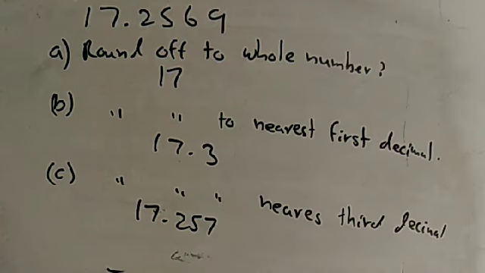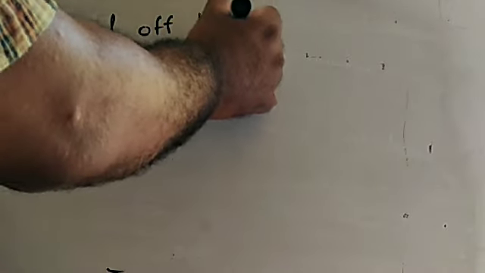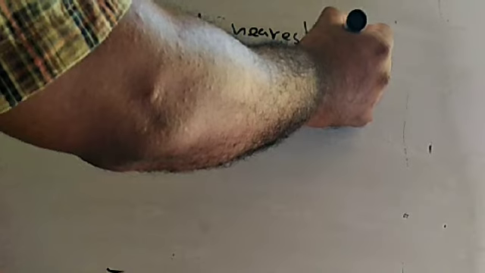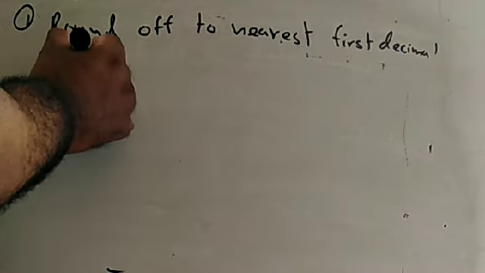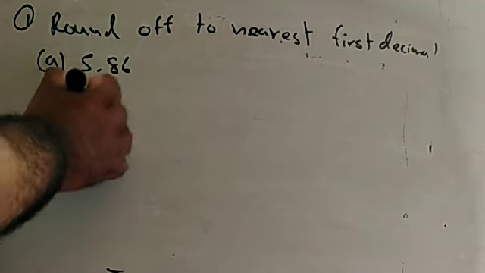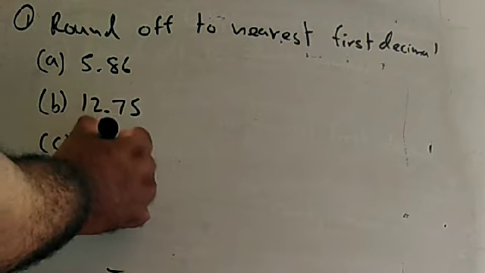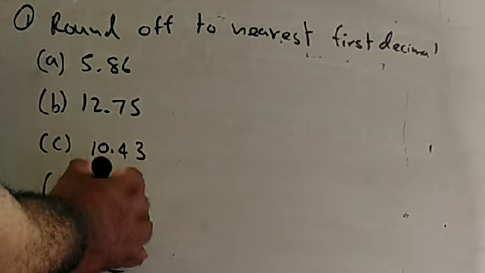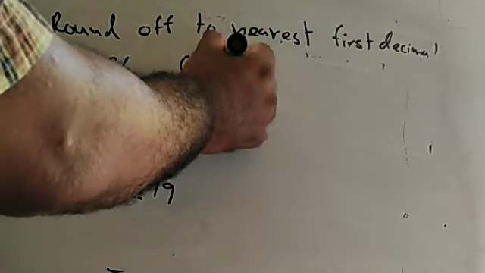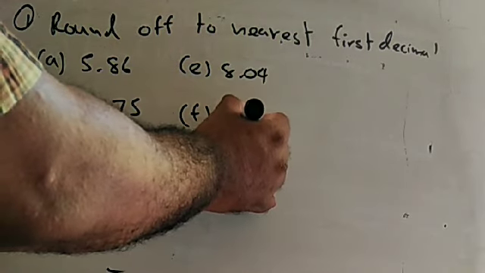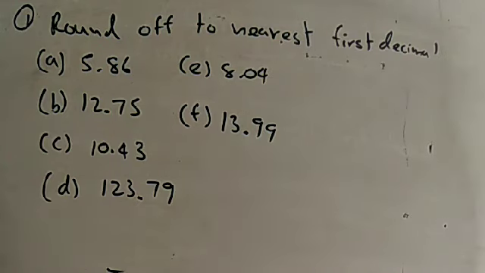Then do this exercise at home. Round off to the nearest first decimal: A, 5.86; B, 12.75; C, 10.43; D, 123.79; E, 8.04; F, 13.99. Here, round off to the nearest first decimal.